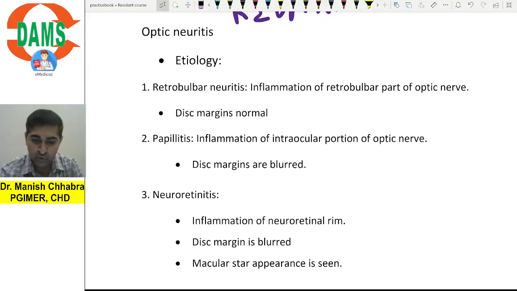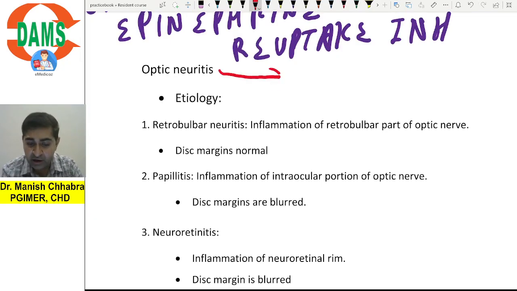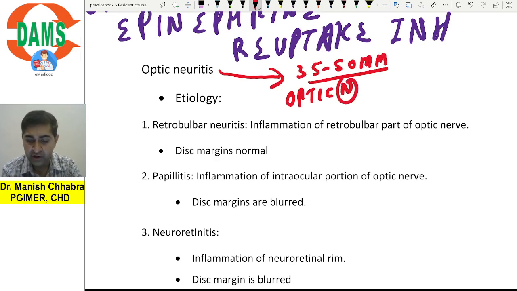Now coming over to one disease, which is optic neuritis. What is optic neuritis? As the name suggests, it is inflammation of the optic nerve. Now, what is the length of the optic nerve? The length of the optic nerve is 50 millimeter.